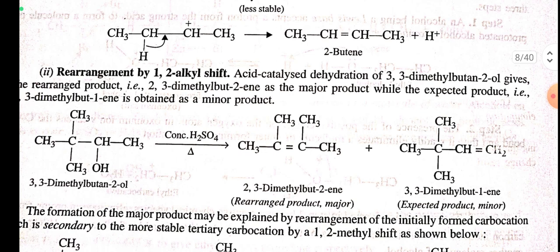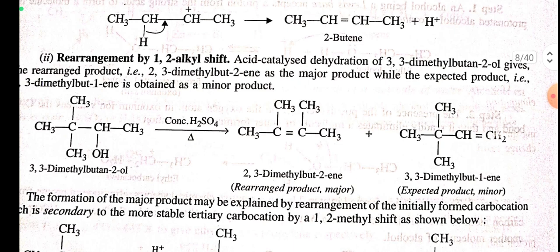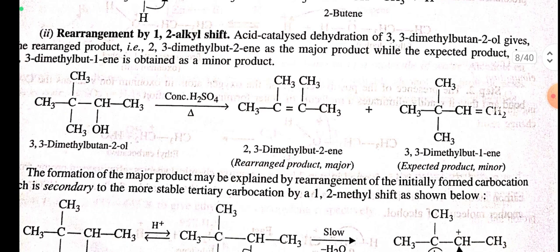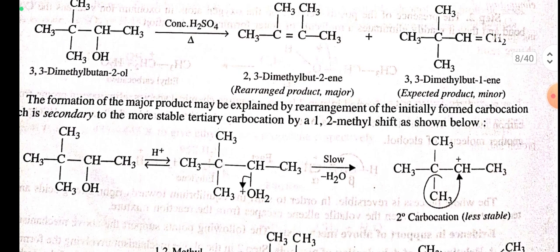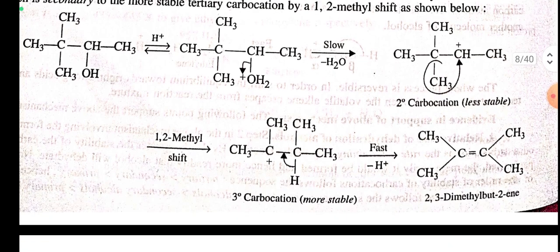Rearrangement by 1,2-alkyl shift. Acid catalyzed dehydration of 3,3-dimethylbutan-2-ol gives the rearranged product 2,3-dimethylbutene as the major product, while the expected product, that is 3,3-dimethylbutene, is obtained as the minor product. The formation of the major product may be explained by the rearrangement of the initially formed secondary carbocation to the more stable tertiary carbocation, by 1,2-methyl shift as shown.